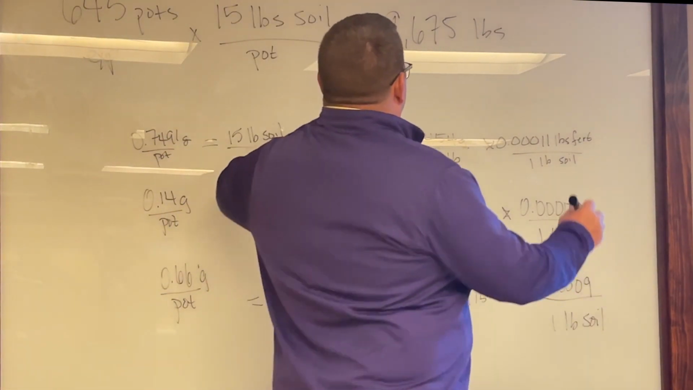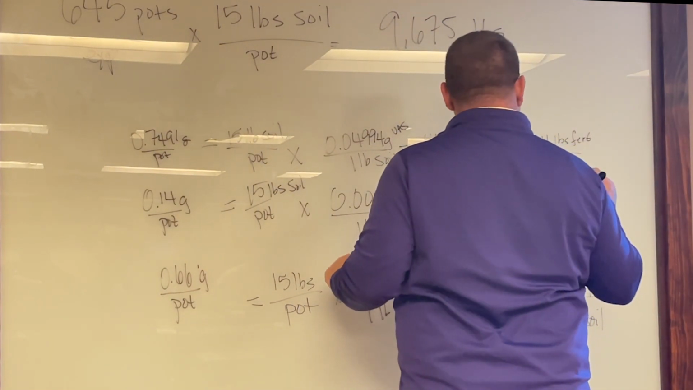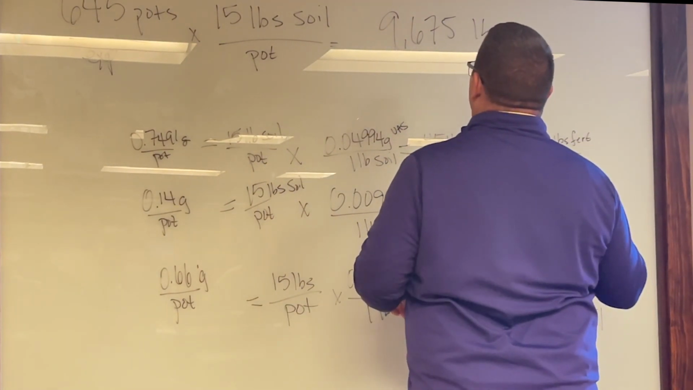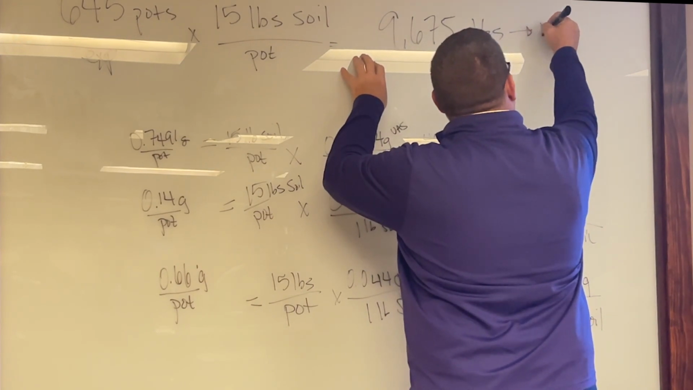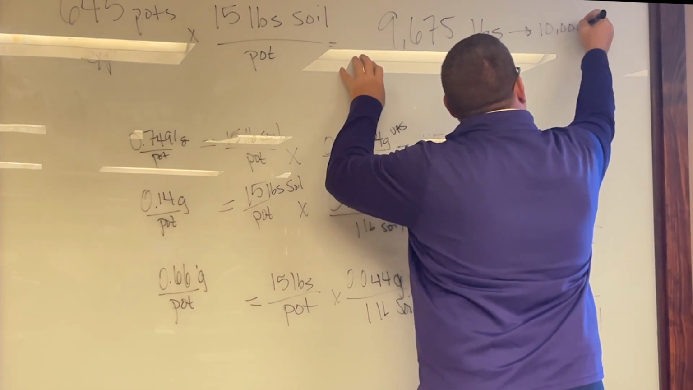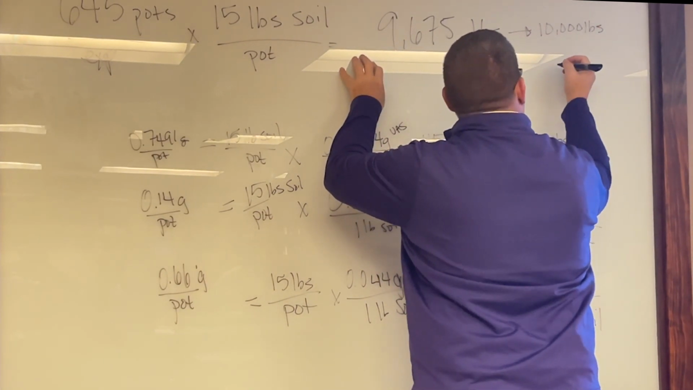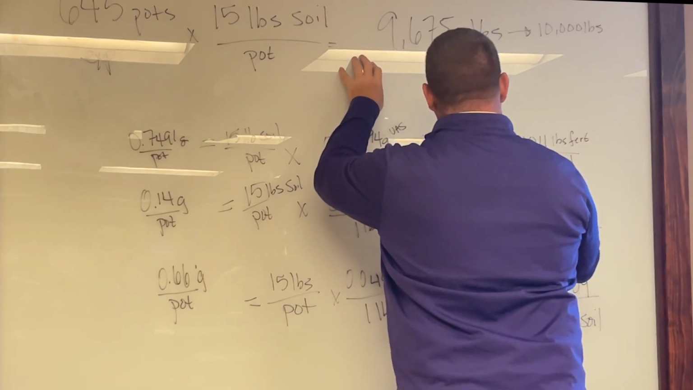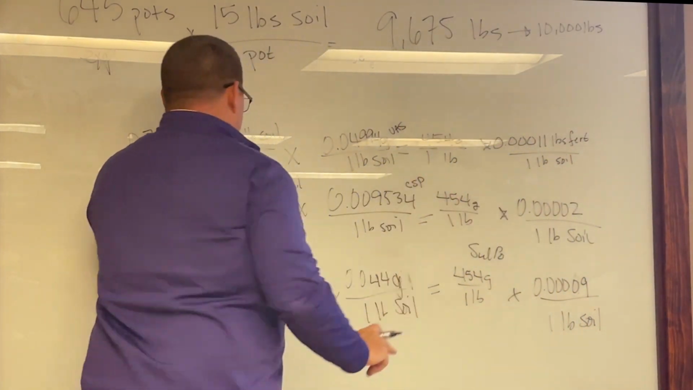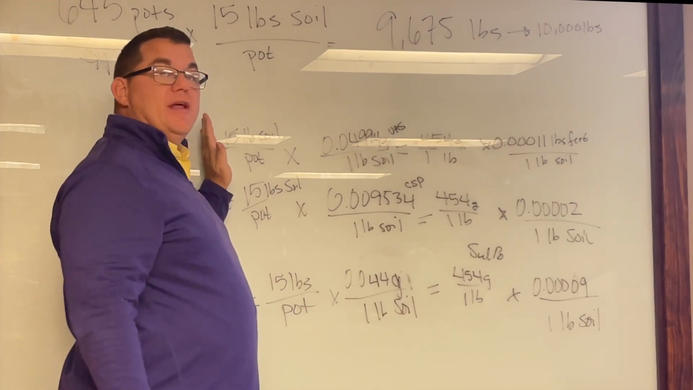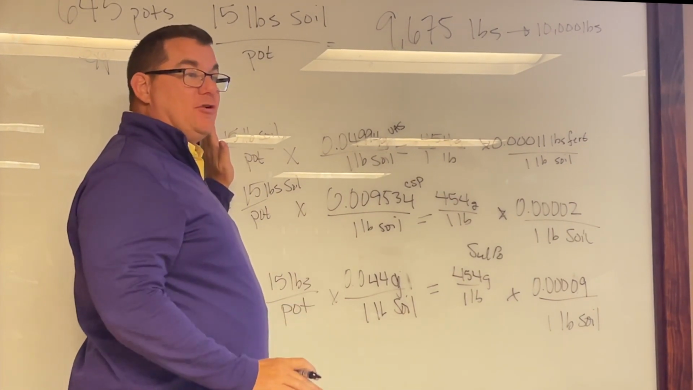If you were to do this by batch, you probably wouldn't do the nitrogen this way, but if you were to do the phosphorus, you would change this to 10,000 pounds. And then you would do this equation times this, but instead of the 15, you would do 10,000. So you would add this as a batch.